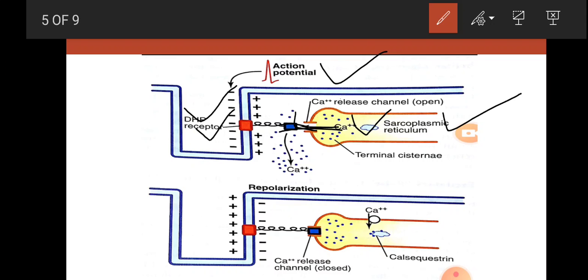Once these calcium ions are released into the lumen of the sarcoplasm, there is a generation of contraction.